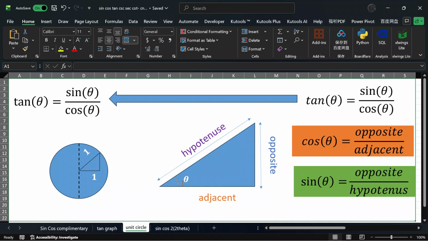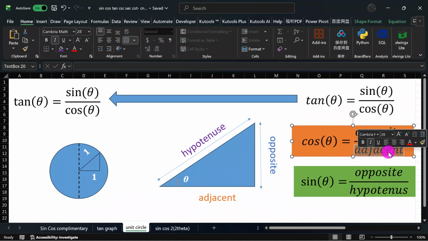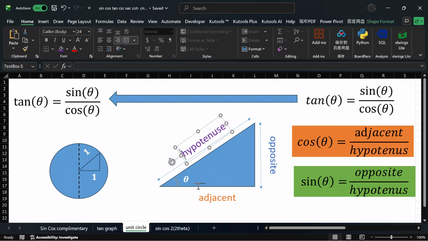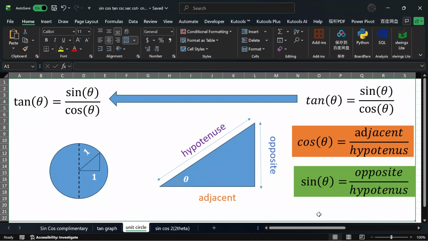If you have sine theta, then the opposite is the numerator, and the hypotenuse is the denominator. This is the fractional relationship. And then you move on to the cosine, then you have an opposite. Oh no, I have something that is not correctly laid out. Adjacent should be the numerator. The denominator should be hypotenuse. That's right. So we just correct it.